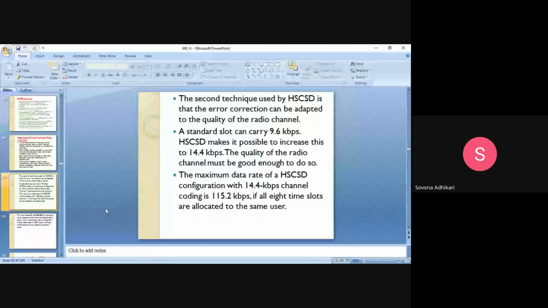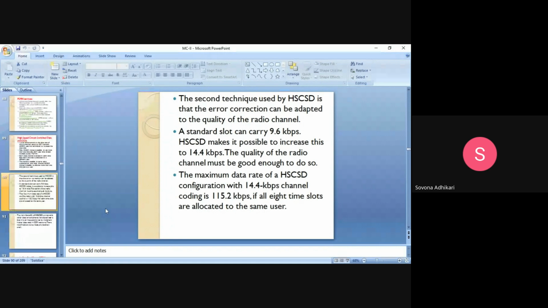A standard slot can carry 9.6 kbps. HSCSD makes it possible to increase this to 14.4 kbps. So a standard slot can carry 9.6, but HSCSD, high speed circuit switched data, makes it possible to increase this to 14.4 kbps. The quality of the radio channel must be good enough to do so.